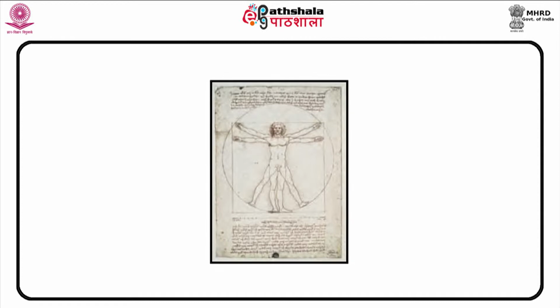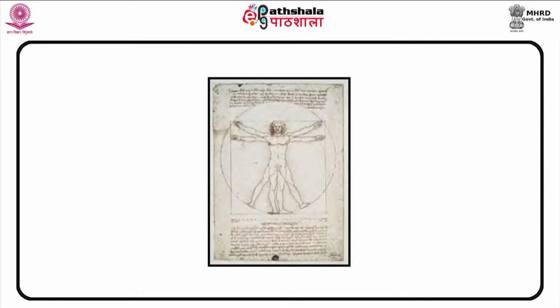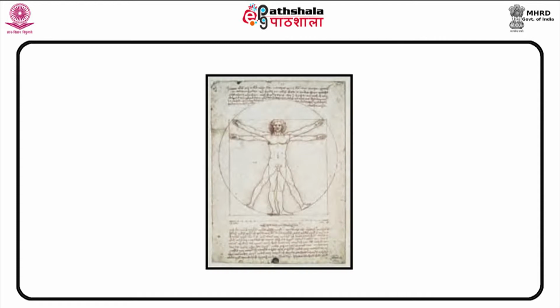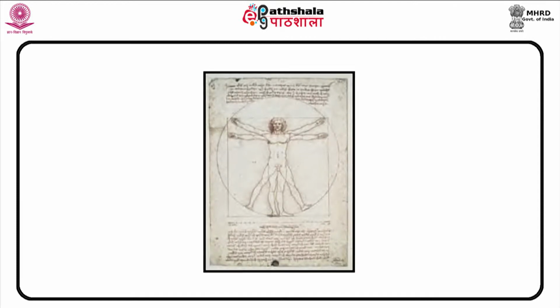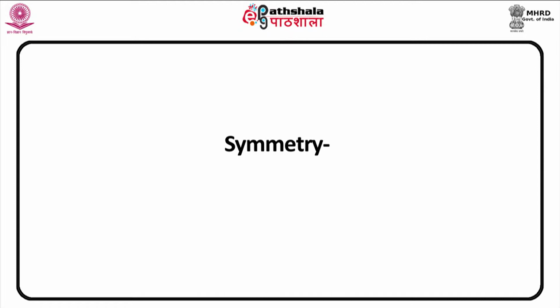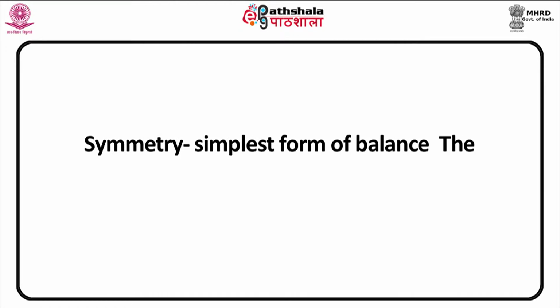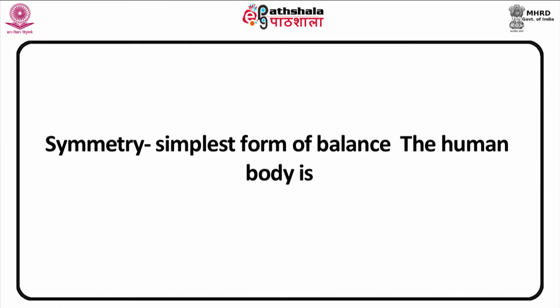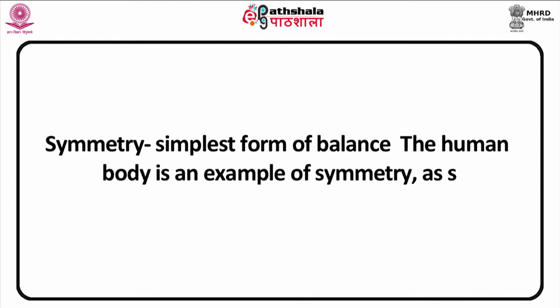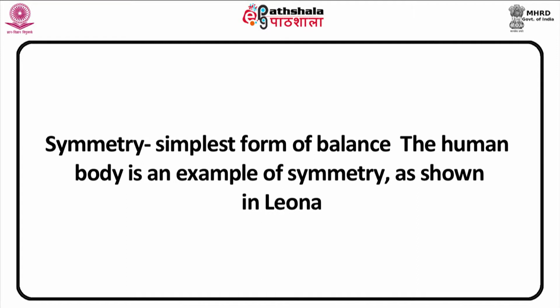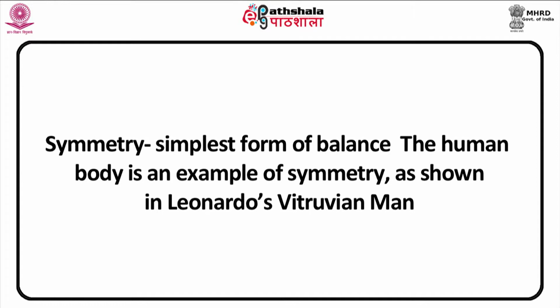And now to balance. In a successful composition, the harmonious blending of formal elements creates balance. The simplest form of balance is symmetry, in which there is an exact correspondence of parts on either side of a central axis. The left side of a work is a mirror image of the right side. The human body is an example of symmetry, as shown in Leonardo's Vitruvian Man in the first figure here.